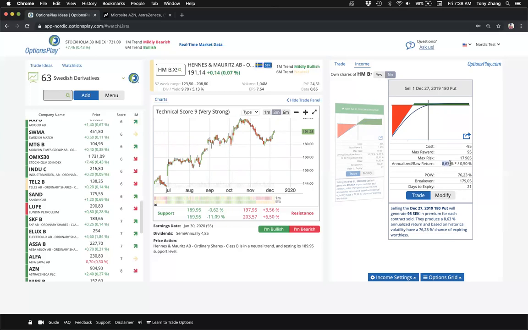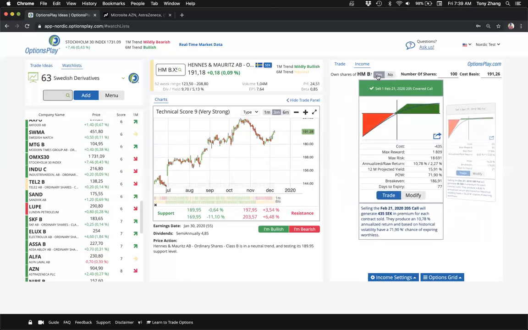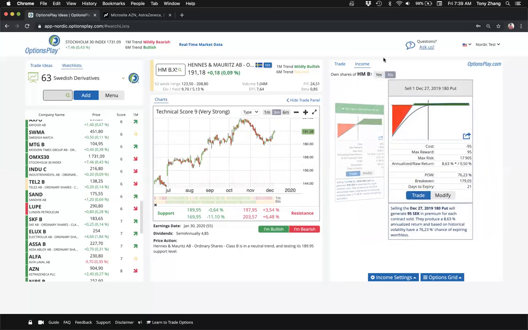So this is a way to monetize the cash that you need to buy the stocks that you want. This is something that I'm going to discuss on the next webinar, these two strategies, selling a covered call and selling a cash secured put. I'll go over them in more detail, but today I just want to introduce to you how to utilize this tool.